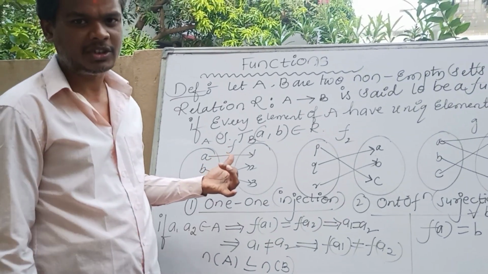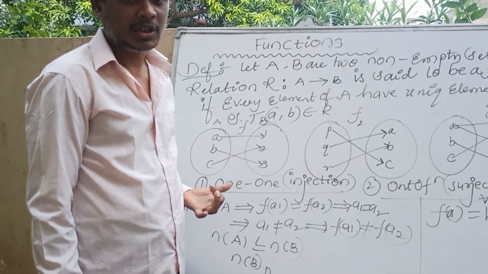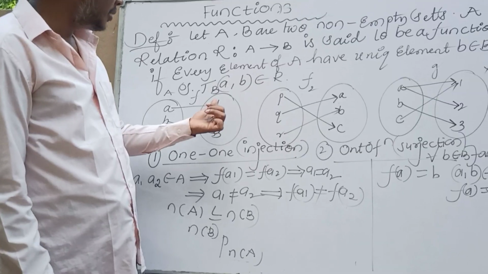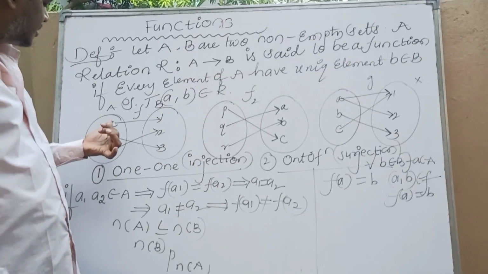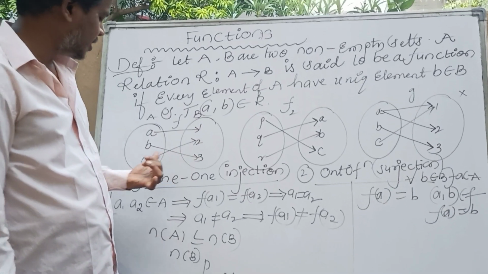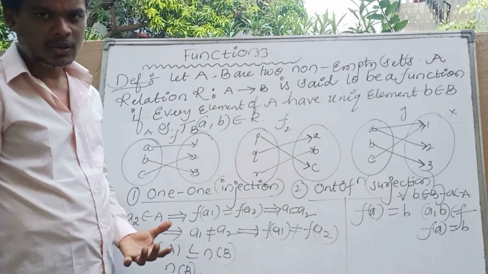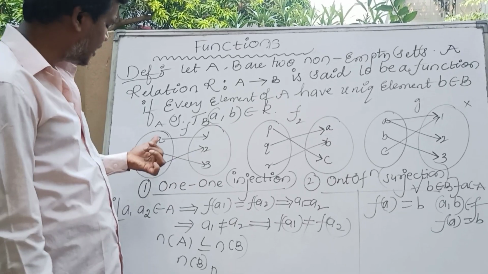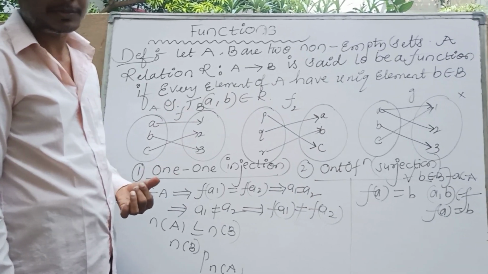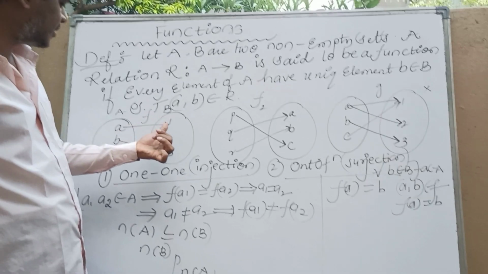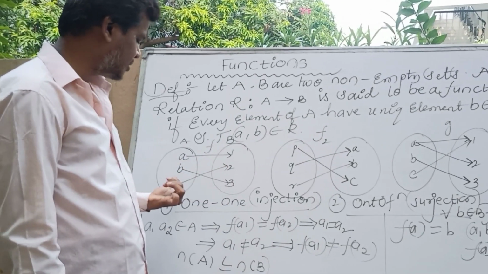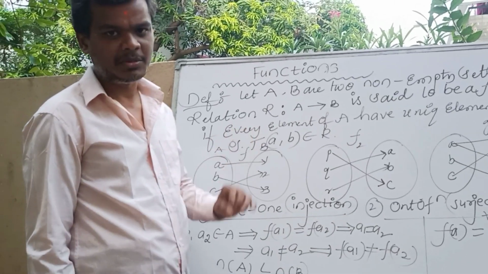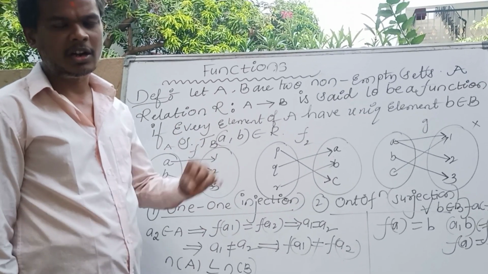Suppose I am taking a function, a mapping from A to B. A is the domain and B is the codomain. A has the elements a, b, c. B has the elements 1, 2, 3. a is mapping to 1, b is mapping to 3, and c is mapping to 2. So we can understand here that distinct elements have distinct images and every element of A has a unique image. Clearly, 1 is the image of a, 2 is the image of c, and 3 is the image of b. So every element has a distinct image in B. Such a relation is called a function.